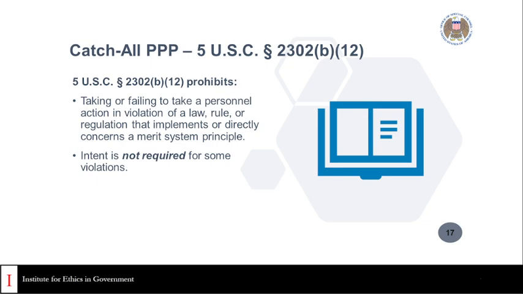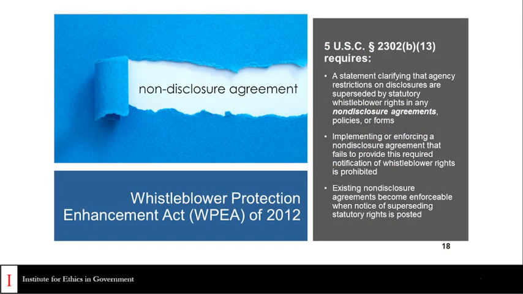Let's move to the next prohibition, and we're going to talk about B13. B13 is an important PPP. It's one of the later PPPs, you have 13 and 14.